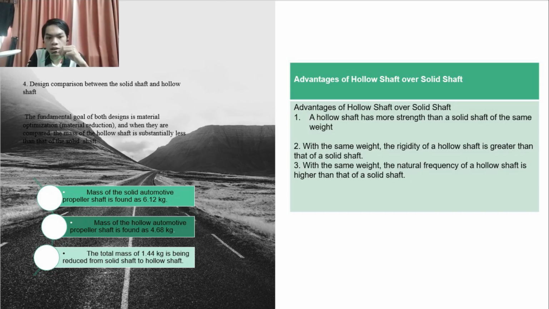The fourth one is the design comparison between the solid shaft and hollow shaft. The fundamental goal of both designs is material optimization. When they are compared, the mass of the hollow shaft is substantially less than that of the solid shaft. The mass of the solid automatic propeller shaft is found to be 6.12 kg. The mass of the hollow automatic propeller shaft is found to be 4.68 kg. And the last one, a total mass of 1.44 kg is reduced from solid shaft to hollow shaft.